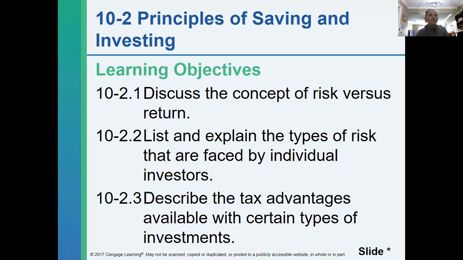Okay, so section 2 in chapter 10 is the principles of saving and investing. Yesterday we talked about the reasons that you should save first, get enough money in your savings, and then start investing money. That way you have your savings, which are liquid. You can pull it out quickly if you need it. And then you invest because it's risky.